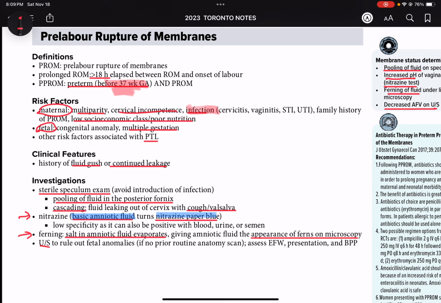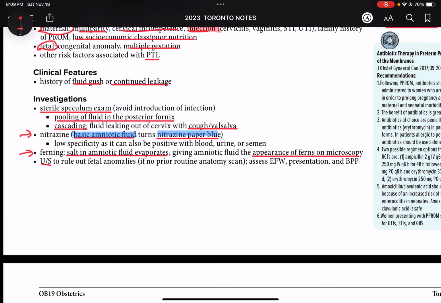Okay. What would be the clinical features? How would you know it's PROM? The patient would give you a history of fluid gush or continued leakage. How would you investigate it? Make sure it is sterile. You wouldn't want to give them infections. So sterile speculum examinations, and make sure you do not do examinations too often.